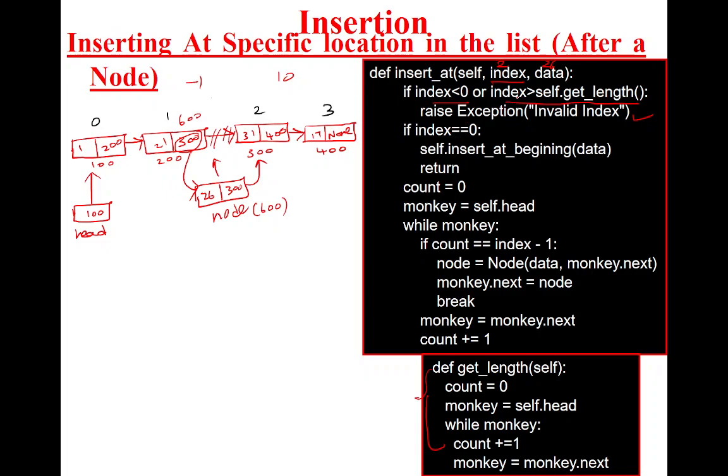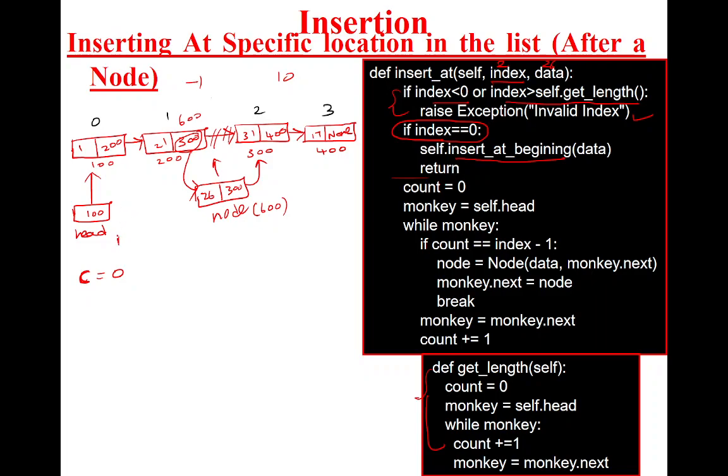If it is more than 3, then it will give the invalid exception. This is the condition we are checking first. Second, if they want to insert the node at the 0th position, index means the position, then it is nothing but insert at beginning. We will call the same function insert at beginning, then we will return and stop the execution. Otherwise, we are using one more variable, count. Initially, we are going to count one by one. For count, this node is 0, 1, 2, like that. So we are assuming count equal to 0. C is indicating the count. Then we are assigning the monkey again.